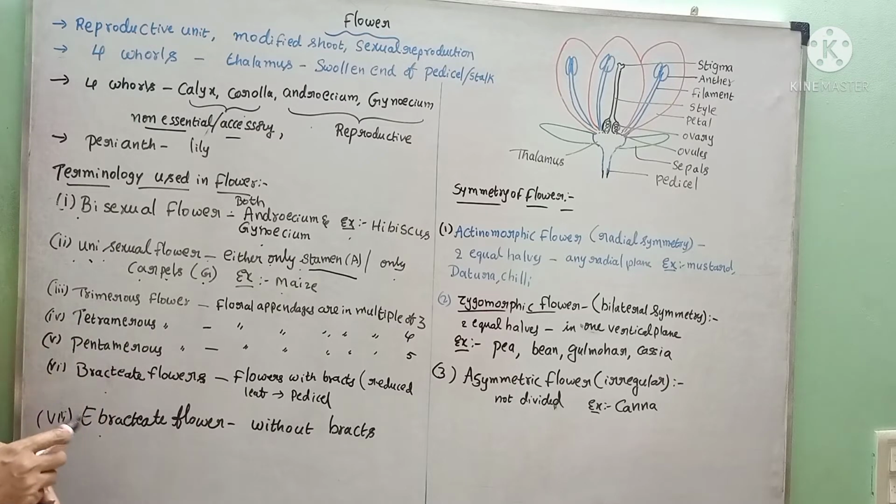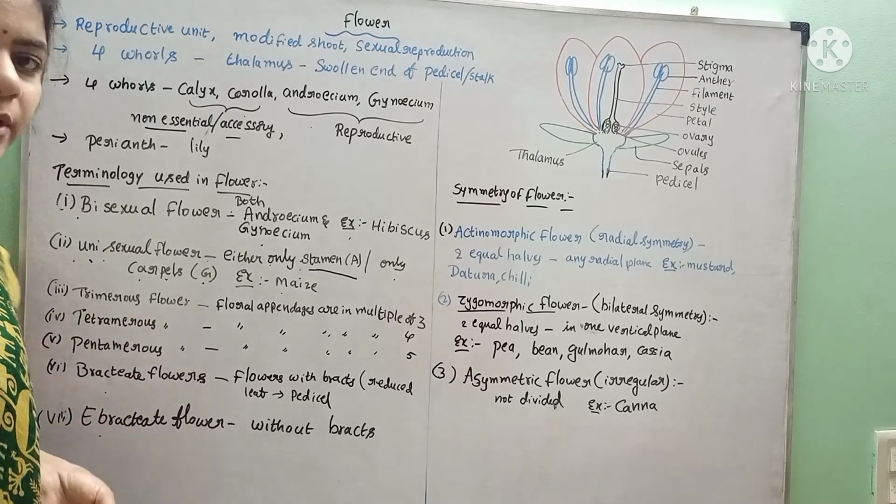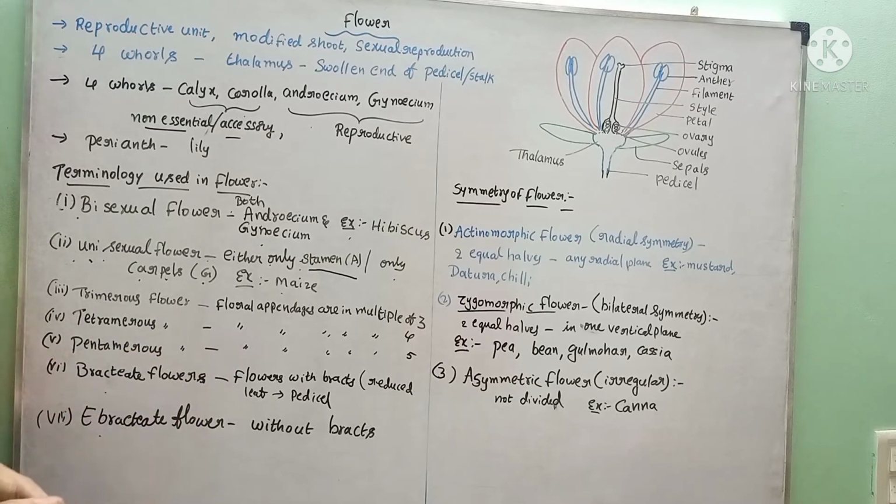And pentamerous. Pentamerous means 5. They consist of multiples of 5. The floral appendages are in multiples of 5. They are called pentamerous flowers.